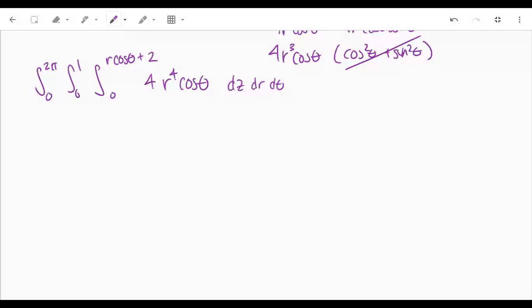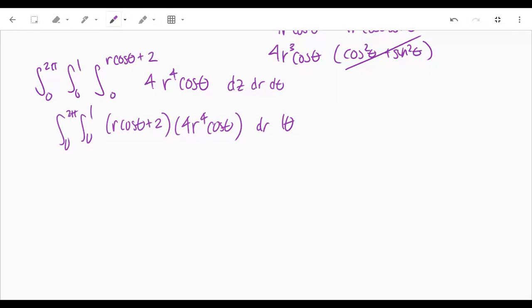But anyways. All right, when I integrate with respect to z, that's it. We just add a z in there. So we're going to have r cosine theta plus 2 times 4r to the 4th cosine theta, 0 to 1, 0 to 2 pi, dr, d theta. Okay. We will distribute. So we'll have 4r to the 5th cosine squared theta plus 8r to the 4th cosine theta dr d theta.